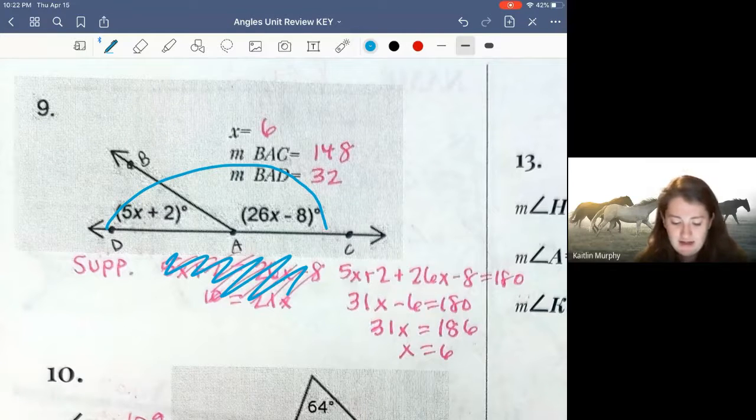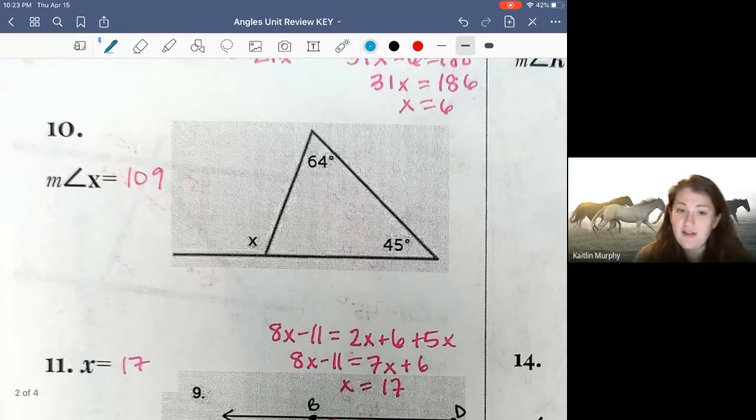I simplified that out and got x equals 6, and then came back in and plugged that 6 into both sides of these angles. I got the measure of angle BAC was 148, and that's pretty obviously obtuse, so I think I can agree with that. And the measure of angle BAD was 32 degrees.